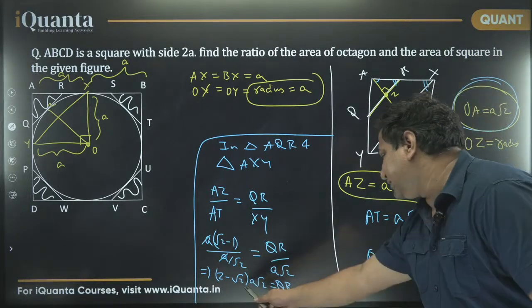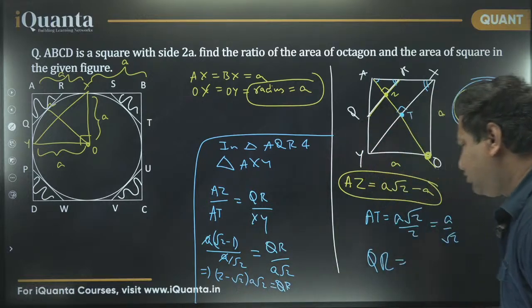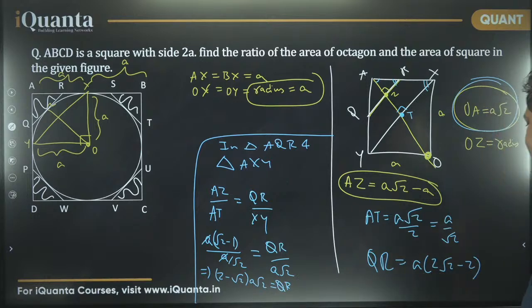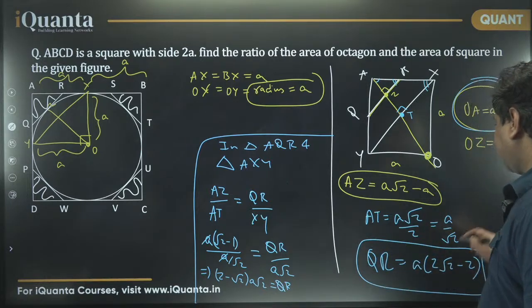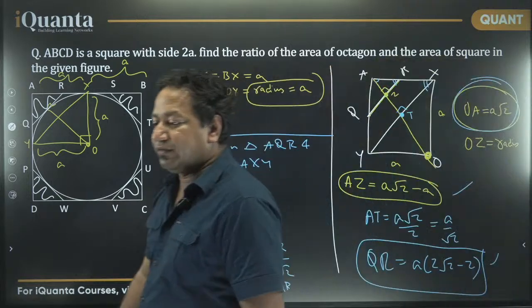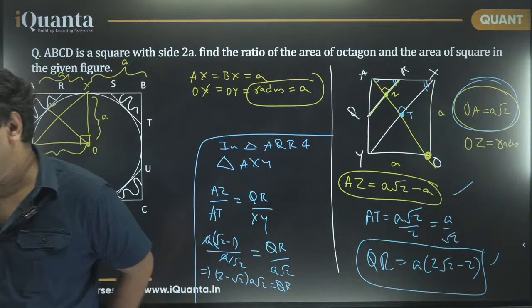That is this. Root 2 भेज देते हैं अंदर. So I'll get 2 root 2 minus 2. A times 2 root 2 minus 2 is what we have. That is the value of QR. We have QR, we have AZ. Now I can calculate the area of the triangle. Half into base into height. Perfect.